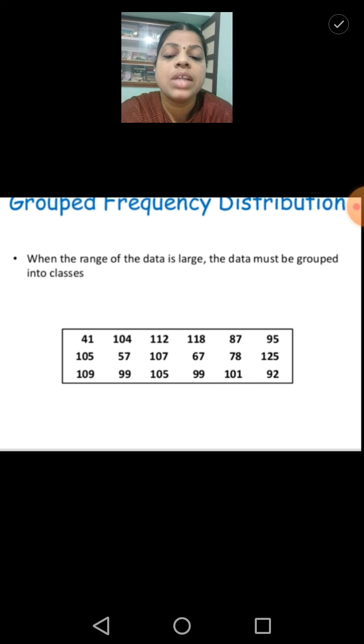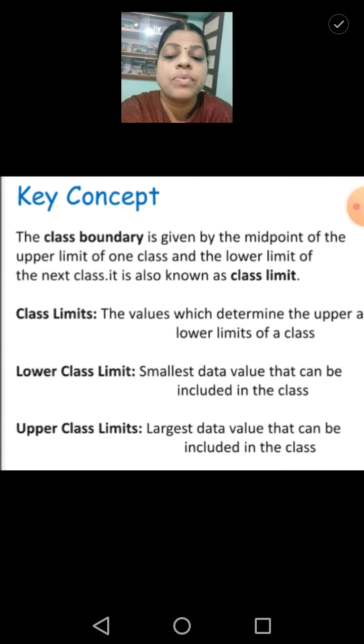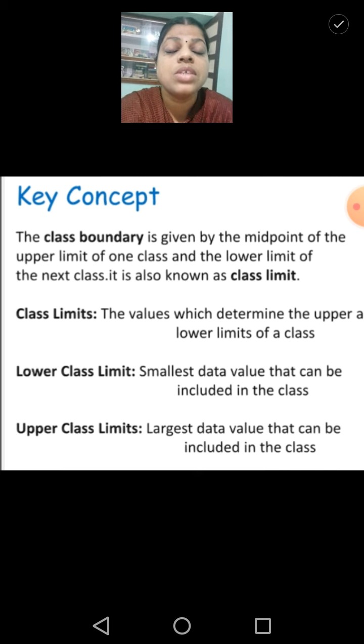Yes, what is the maximum value? Yes, 1, 2, 5. Isn't it? This is the maximum value in this data also. So the minimum value is 41 and the maximum value is 125. So what do we have to do for this? If the range of the data is large, we have to group them into classes. So what is this class?